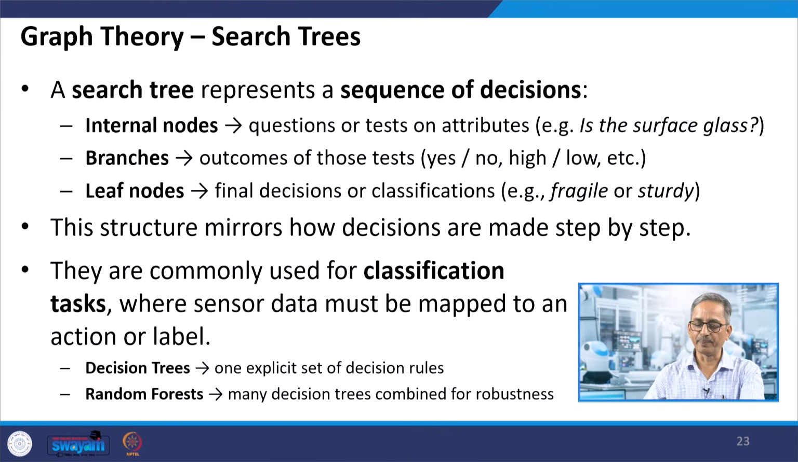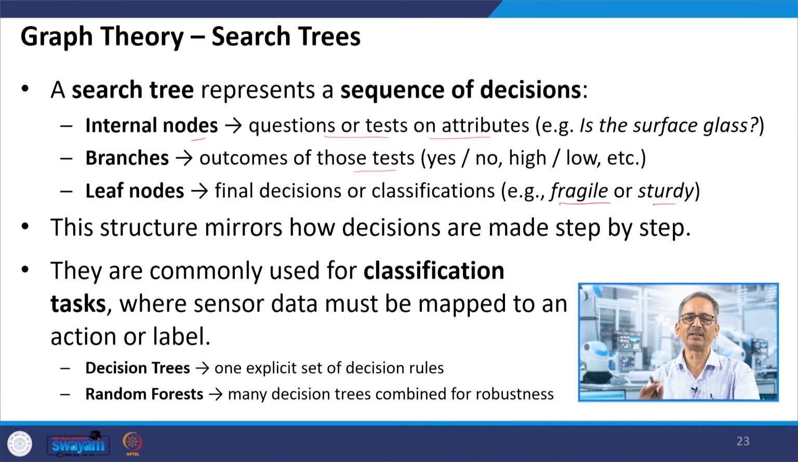A search tree represents a sequence of decisions. We have internal nodes, which are questions that test an attribute, say, is the surface made of glass or not. We have the branches, which tell the outcome of those tests, whether yes, no, high, low. We have the leaf nodes, which tell the final decision or classification, whether the object is fragile or sturdy. So this structure mirrors how decisions are made step by step.